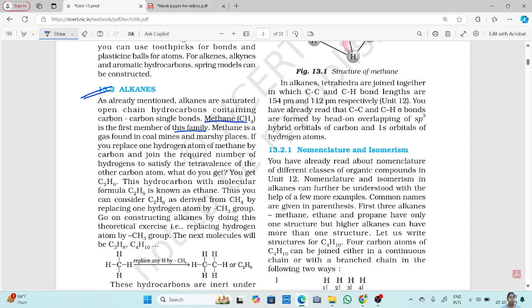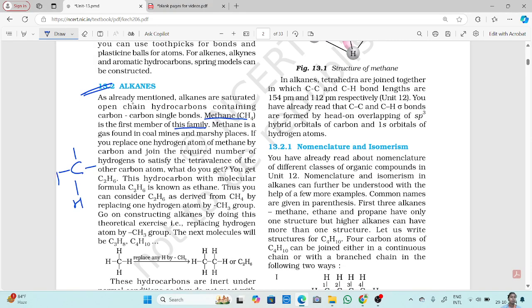Okay. If you replace one hydrogen atom of methane by carbon and join the required number of hydrogens to satisfy the tetravalency of the other carbon atom, what do you get? Now, if you have a carbon, and to this carbon I am adding 4 hydrogens, because carbon has a tetravalency, so it can form 4 bonds, right? Now you have added hydrogens to satisfy the tetravalency of the carbon. What do you get? You get this structure. This is called the methane structure.